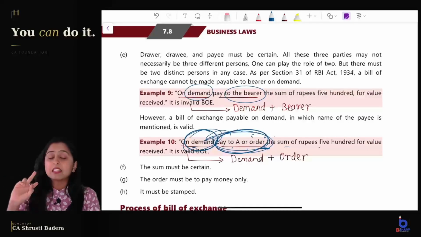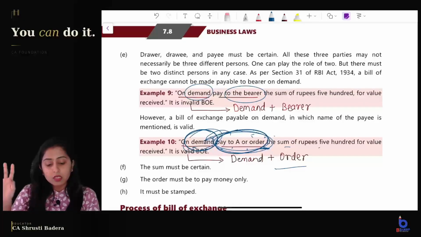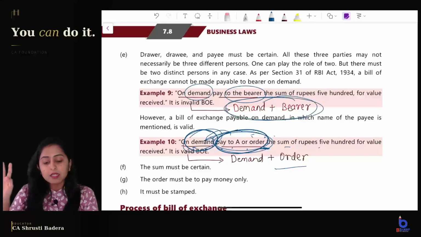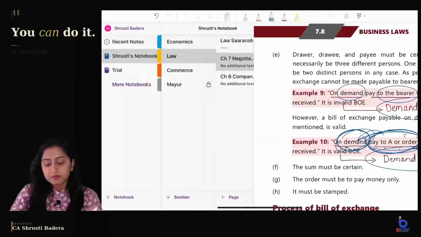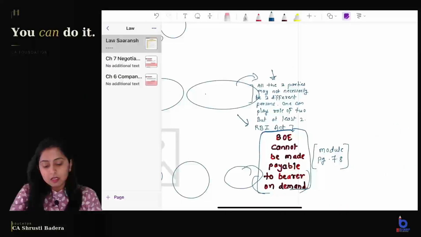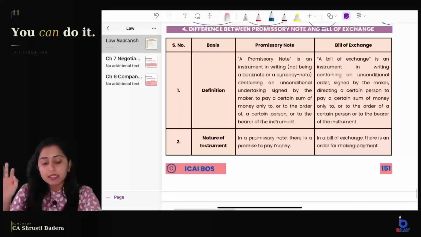It is a valid bill of exchange because it is not bearer plus demand, it is order plus demand, and that is allowed. But in case of a negotiable instrument, bearer plus order is also not allowed, bearer plus demand is also not allowed, and bearer plus time is also not allowed. Here only the bearer plus demand is invalid, demand plus order is valid, right? So those are the essential characteristics. Again, all these points will be clear in the difference between.